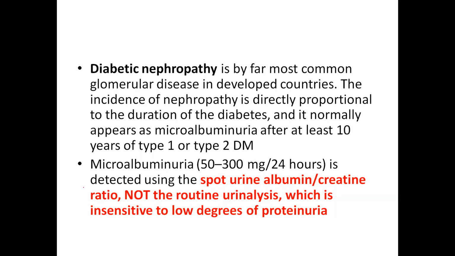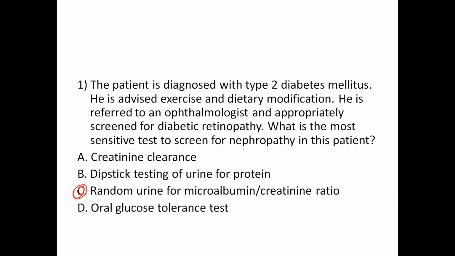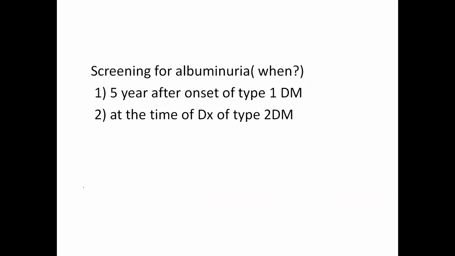Microalbuminuria, which is 50 to 300 microgram per 24 hours, is detected using a spot or random urine albumin to creatinine ratio, not the routine urine analysis, which is insensitive to low degrees of proteinuria. So our answer C is correct.